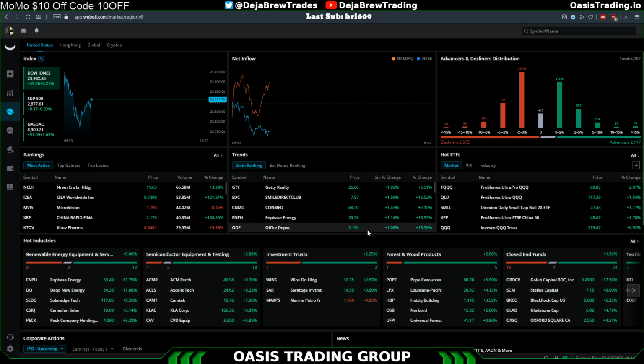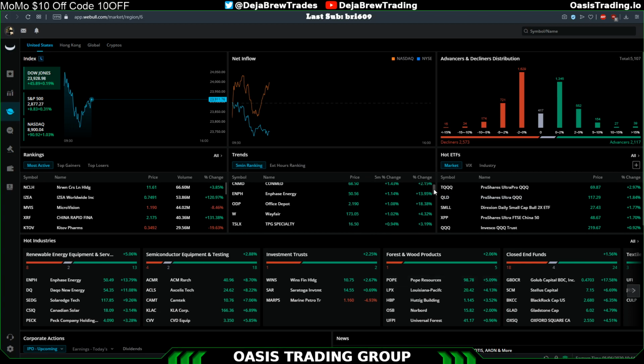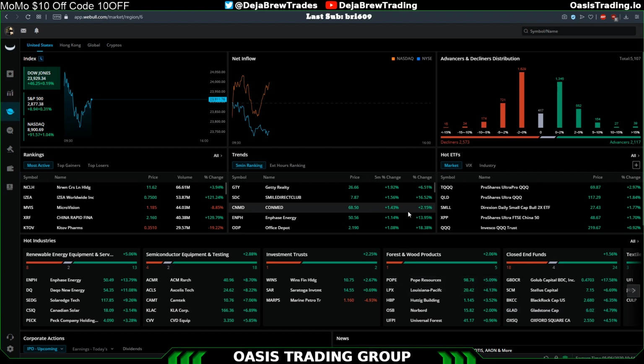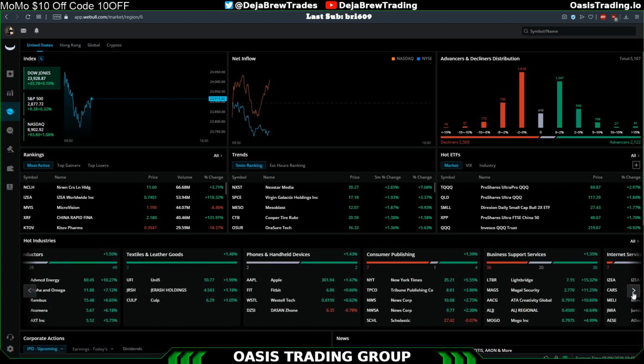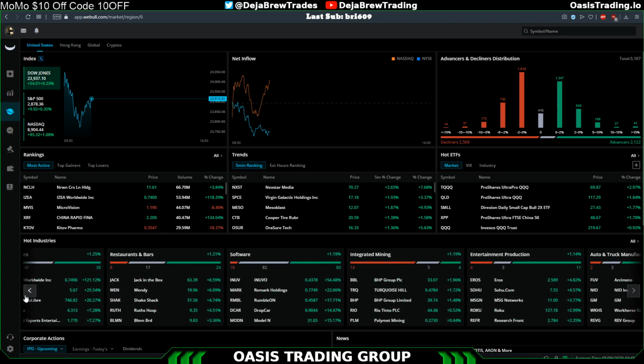The next window down here is the hot industries. I really like this window because it shows you what is actually moving during the day. So if you're having a very green day or a very red day, you can look at this hot industries and really see what is causing that green day or red day. Right now you have renewable energies doing pretty good. Semiconductors are doing quite well as well. Forest and wood products, investment trust. So you can go through these and really look at what is green and what is red for the day.